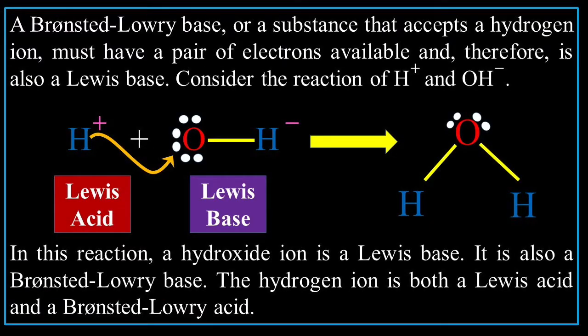So a Bronsted-Lowry base, or substance that accepts a hydrogen ion, must have a pair of electrons available and therefore is also a Lewis base. Consider the reaction of H+ and OH-. In this reaction, a hydroxide ion is a Lewis base. It is also a Bronsted-Lowry base. The hydrogen ion is both a Lewis acid and a Bronsted-Lowry acid.